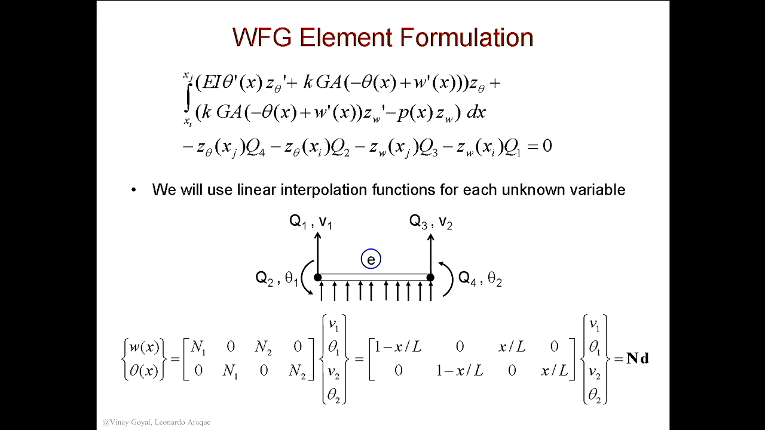So now that I know the approximation function for W and theta, I selected them to be linear polynomials. And they're good polynomials because... What about these polynomials? What makes it great? What makes this approximation function good for this problem? Basically, it satisfies the values of the ends, V1 and V2, right? We just demonstrated that by putting in there x equals 0 and x equals L, number one.